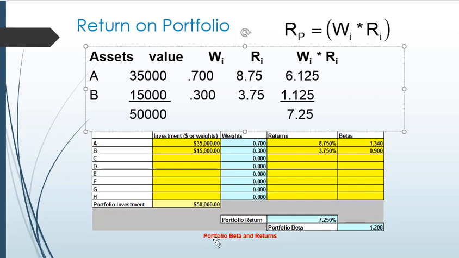In the Portfolio Beta and Returns worksheet, you input the dollar amounts of the assets. You could also plug in the weights. Either way, you'll end up getting a calculation for the weights based on the numbers input here. The rates of return are input under the return column. Later, we'll talk about beta, and beta goes under the beta column. So for this particular portfolio, you would expect to earn 7.25%.